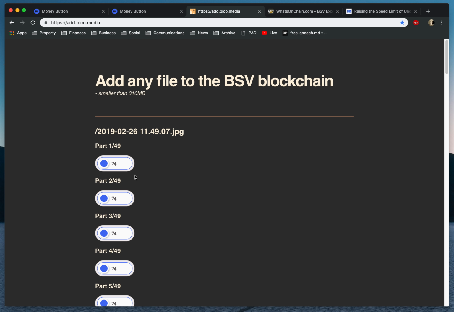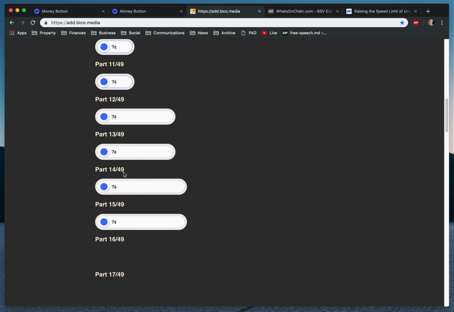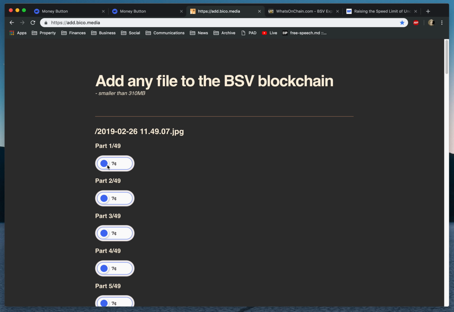Okay, so now I've got all my money buttons here. So let's begin doing it. Look at all those beautiful money buttons. Swipe. I'm not going to try to entertain you while I swipe all these buttons. I'm not going to talk.